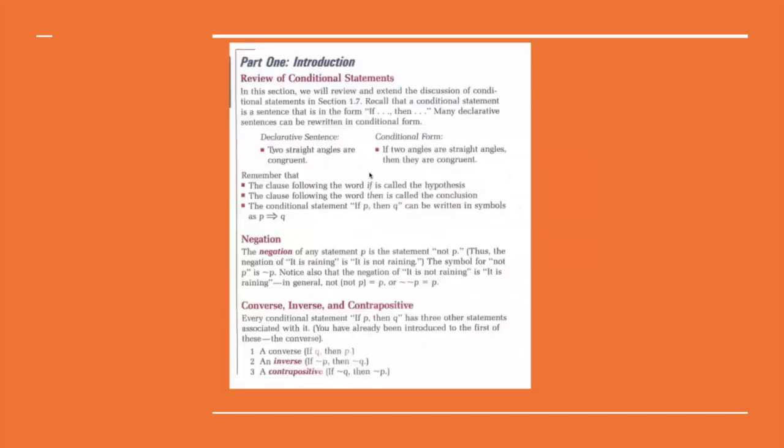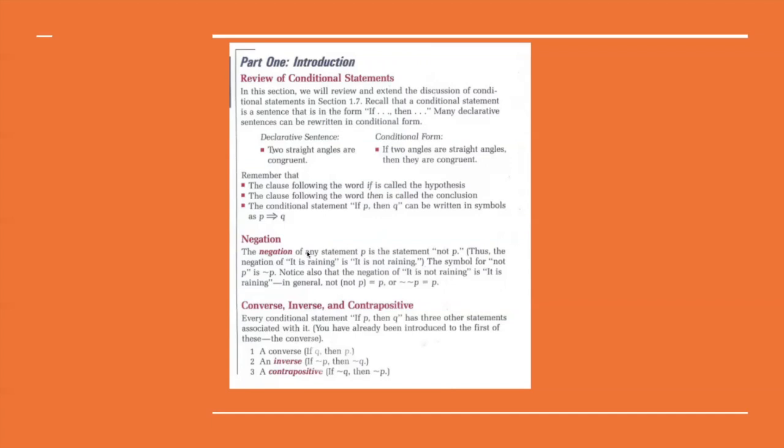In this section, we will review and extend the discussion of conditional statements used in section 1.7. We will use it in the form if and then. A declarative sentence can be: two straight angles are congruent. The conditional form is: if two angles are straight angles, then they are congruent. We need to remember that the clause following the word if is called the hypothesis. The clause following the word then is called the conclusion. The conditional statement if P then Q can be written in symbols as P arrow Q.